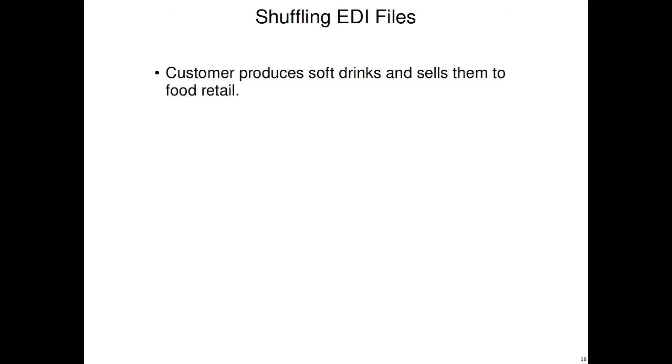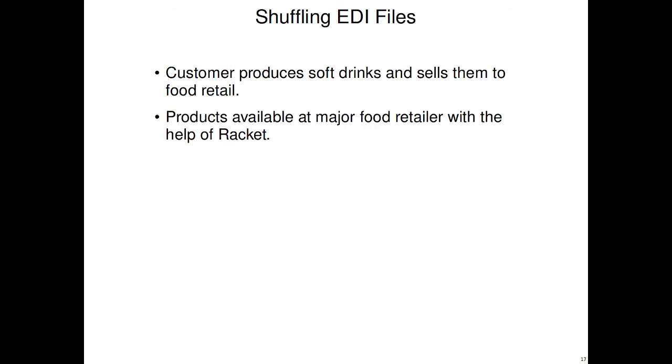The second application runs as a Windows service for a customer. This customer produces soft drinks and sells them to food retail, and his products are available at the major food retailers in Germany with the help of Racket.